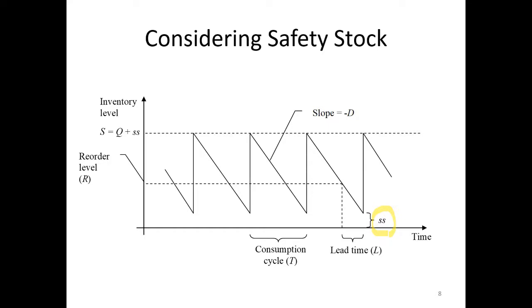Now, when we take the safety stock into consideration, it does not change the calculations related to the determination of the Q star value. All that happens here is you have a fixed value for the safety stock, and that safety stock will be added to the value of Q to give you the maximum inventory level that will be reached in this situation. Other parameters will remain the same. Nothing will be changed.